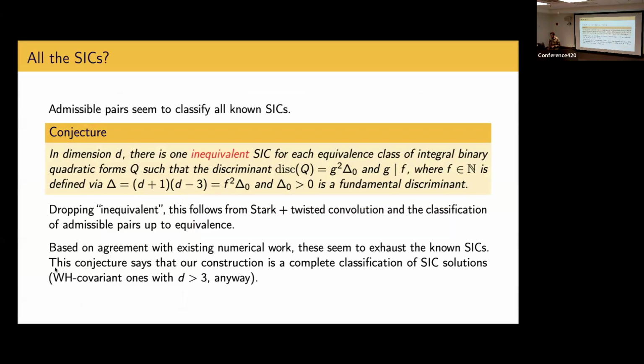I sort of said this already about admissible tuples. We conjecture that this is a theorem if I drop this word inequivalent, but we need a slightly stronger conjecture than Stark. Let's just say we conjecture that this construction is sort of all the solutions. It would be very interesting if that were false. Wasn't there one exception? Yeah, but that doesn't have Weil-Heisenberg symmetry. Oh, so it's like an all-of-them exceptional, that satisfy the Weil-Heisenberg symmetry. Yeah, that's right.